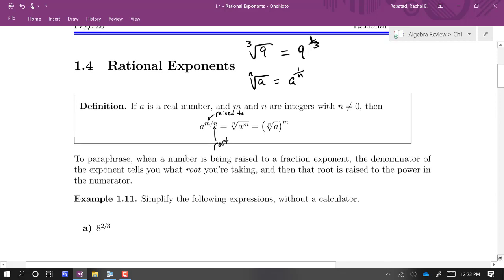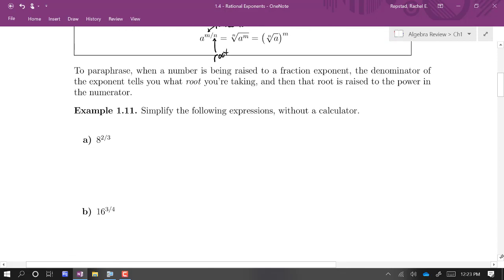So we're going to start off with some exercises that we can do without a calculator. 8 to the 2/3 power. So it's a cube root, because that's the denominator. So the cube root of 8, and then we're going to square that. The cube root of 8 is 2, and 2 squared is 4. So 8 to the 2/3 power is equal to 4.